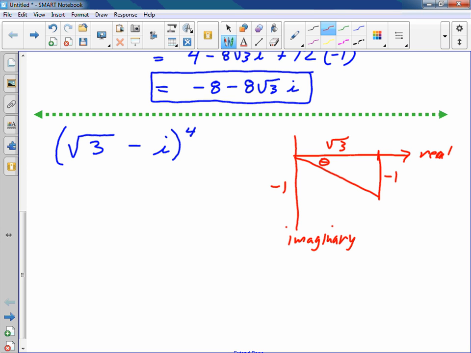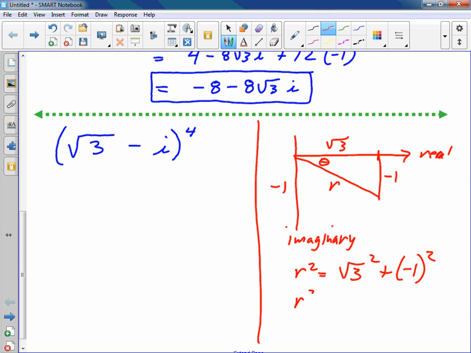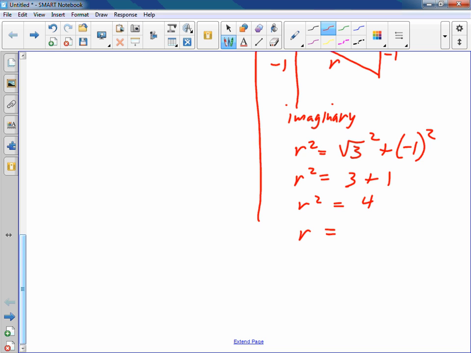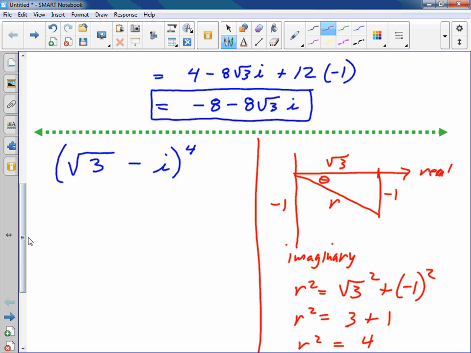And let's figure out what this triangle looks like. Using Pythagorean theorem, of course, we can say r squared equals the square root of 3 squared plus negative 1 squared. And remember, your calculator will lie to you if you don't use parentheses. But you can probably do this one in your head. r squared equals 3 plus 1, and r squared equals 4, and r equals 2.